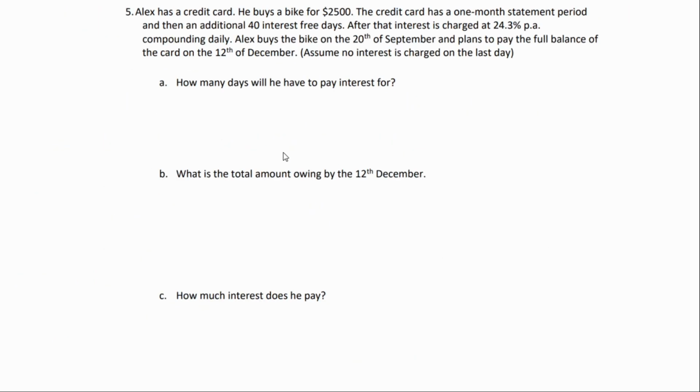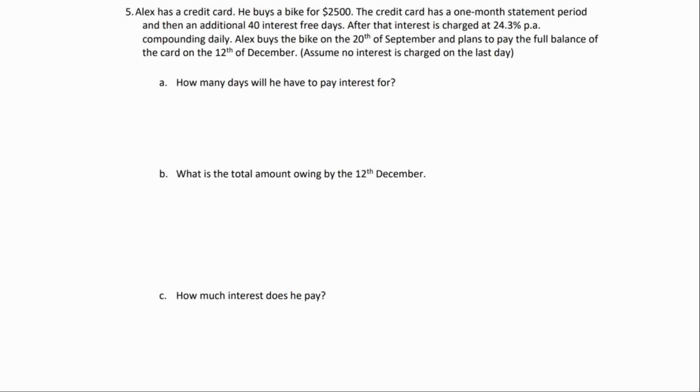Alright, and moving on to question 5. Alex has a credit card. He buys a bike for 2.5k. The credit card has a 1 month statement period and then an additional 40 interest-free days. After that, interest is charged at 24.3% per annum, compounding daily. Alex buys the bike on the 20th of September and plans to pay the full balance of the card on the 12th of December.